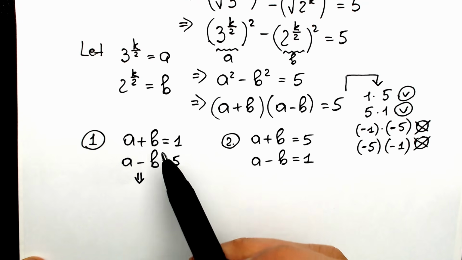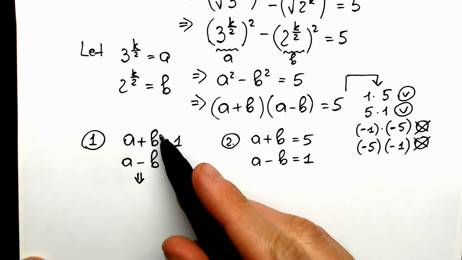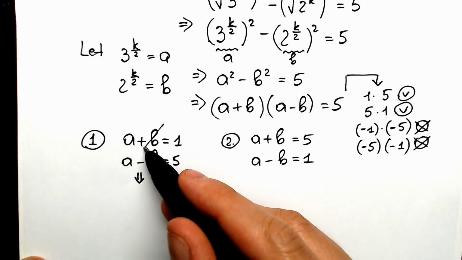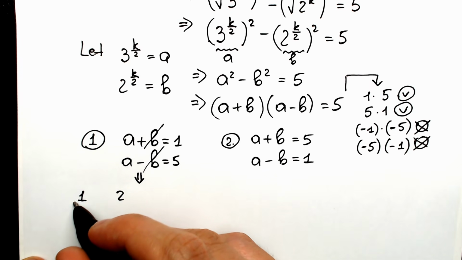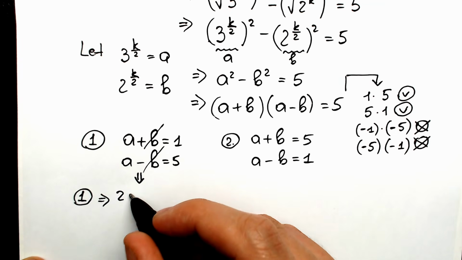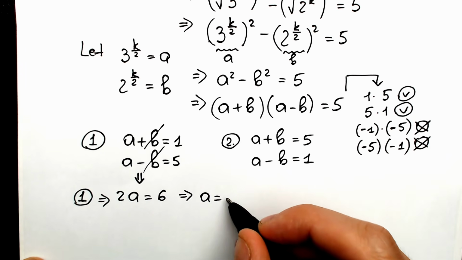We can easily add both equations. So we have 2a, and if we add them, b cancels. So we have 2a equal to 6, and from here a is equal to 3.